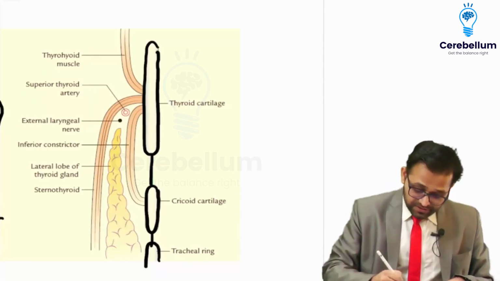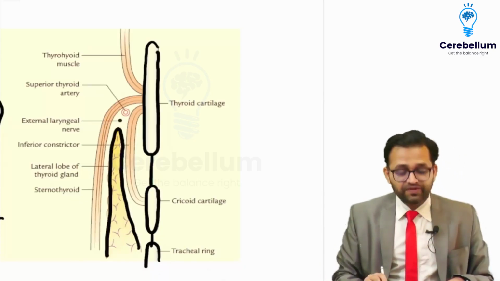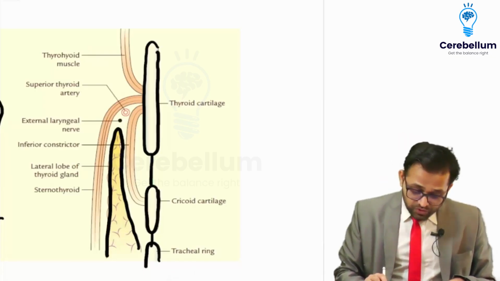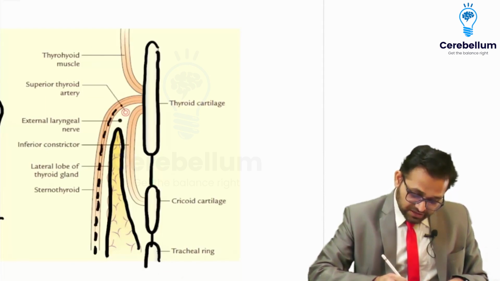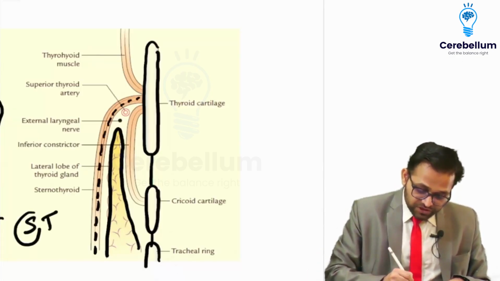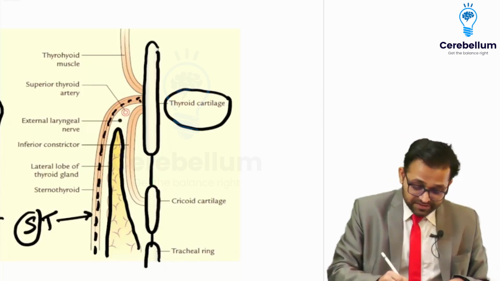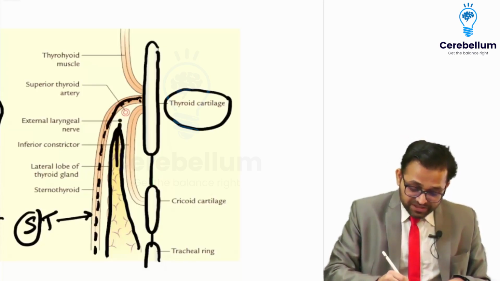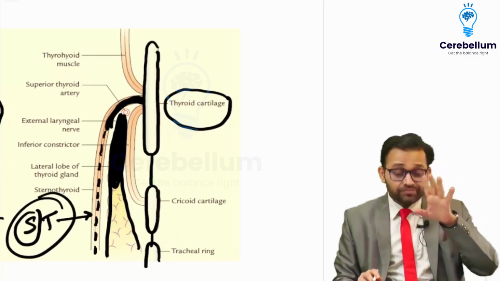Now observe, this is the apex of the thyroid gland. Fine. Lateral lobe. Now you can observe the presence of the muscle from the sternum to the thyroid, originating from the sternum and inserting into the thyroid. So this is the sternothyroid muscle. Yes, it is attached here. So if there is enlargement of the thyroid gland, it will be prevented by which muscle? Answer is the sternothyroid muscle.